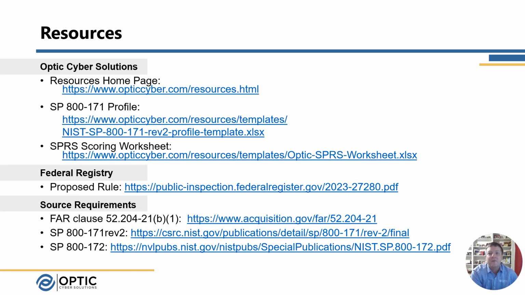So that was a brief overview of what we see in the proposed rule. Again, there are 234 pages within the proposed rule, so much more information will come out as we continue our analysis. But in the meantime, I wanted to make sure that you had access to some resources that are available for you today.